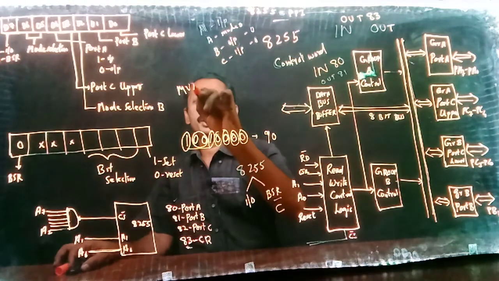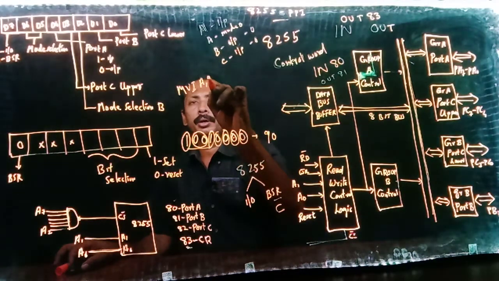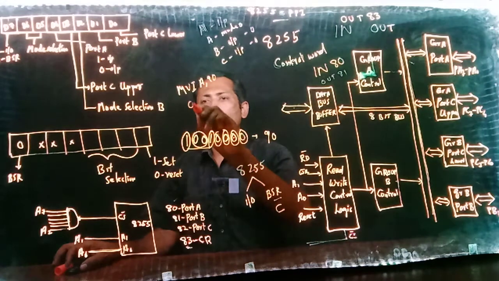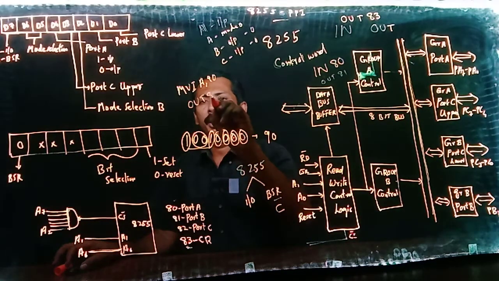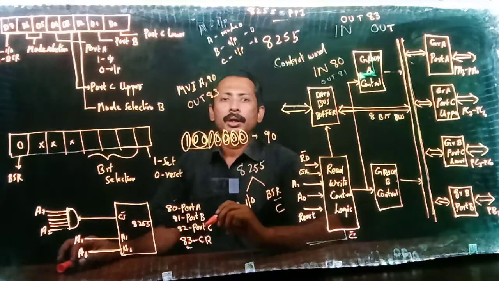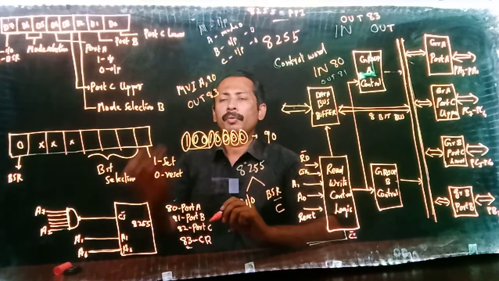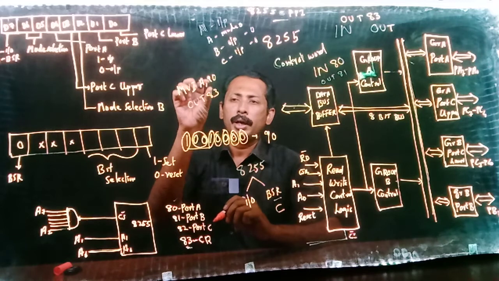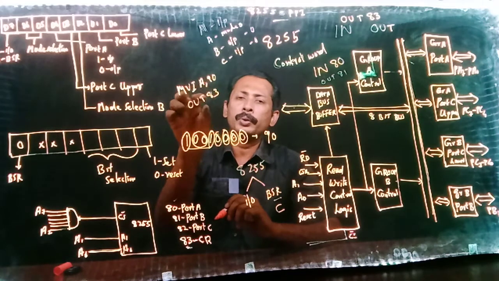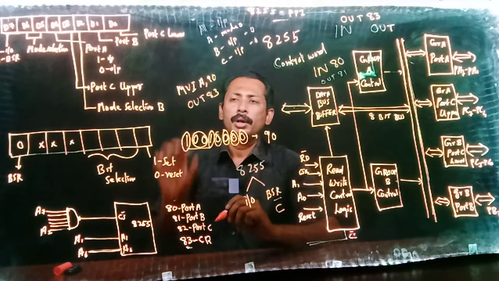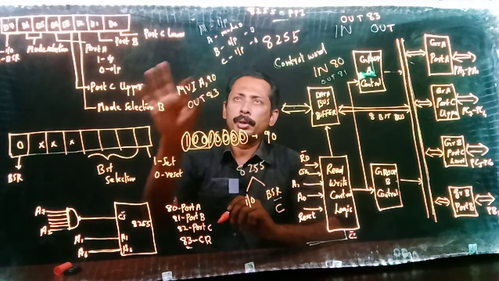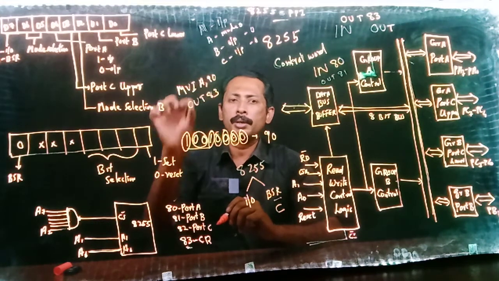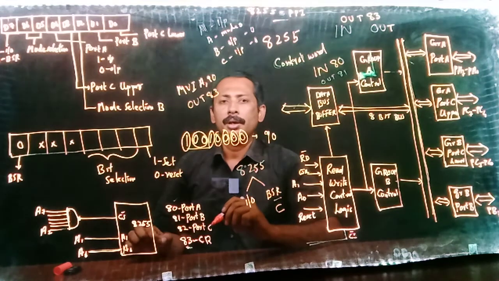This is MVI A comma 90. Then OUT 83. It indicates we have formed the control word and then we have written it to the control register. ഇത്രയും കൊടുത്തു കഴിയുമ്പോൾ നമ്മൾ പറഞ്ഞ പോലെ പോർട്ട് എ ഇൻപുട്ട് ഡിവൈസിലാണ്, പോർട്ട് ബി ഔട്ട്പുട്ട് ഡിവൈസിലാണ്, പോർട്ട് സി ഔട്ട്പുട്ട് ഡിവൈസിലാണ്.